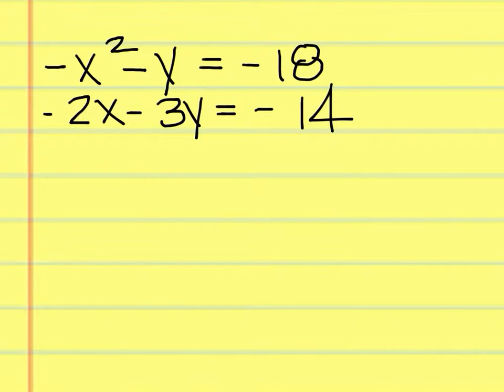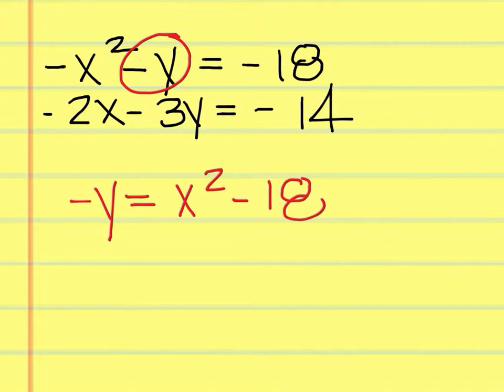In this system of equations, notice that we have a minus y. So we only have to divide by a -1 whenever we get it by itself. So here it is, and we move the minus x squared to the right, and then we'll have minus 18. Divide everything by a -1.